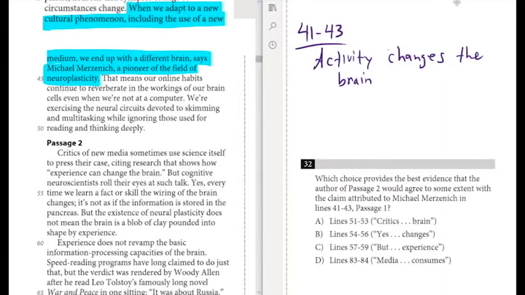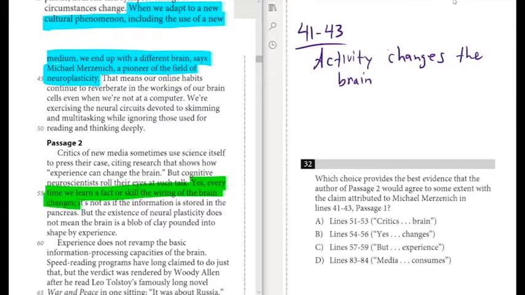And where are we seeing anything in passage 2 that generally agrees with that statement? We're seeing it right on lines 54 to 56. Yes, every time we learn a fact or skill, the wiring of the brain changes. So the wiring of the brain does in fact change. So in a sense, you do end up with a different brain, although that's contrary to what the passage ends up arguing in the end. So the answer for 32 is going to be B, 54 to 56.